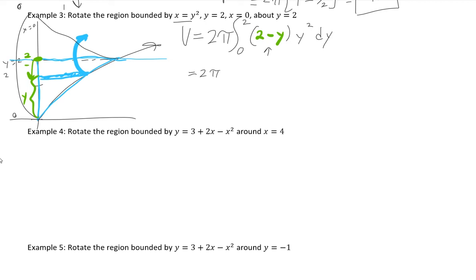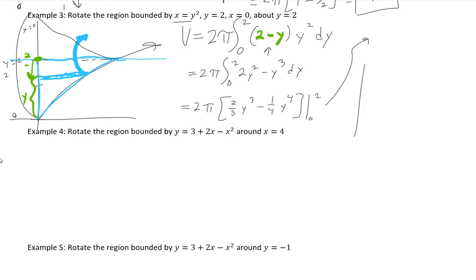So we can multiply those out pretty nicely. 2 minus y distributed with y squared, I get 2y squared minus y cubed dy. And that's a nice polynomial, pretty easy to integrate. 2y squared will give me 2/3 y cubed, and y cubed will give me 1/4 y to the 4th from 0 to 2. Solving for that, don't need to worry about 0, just need to worry about 2. 2 into y cubed will give me 8 times 2 gives me 16 over 3. 2 into y 4th also gives me 16, divided by 4 gives me 4.